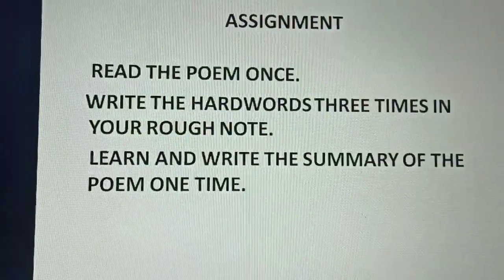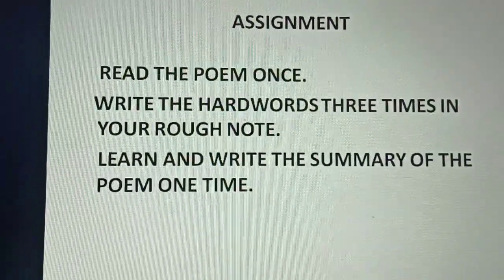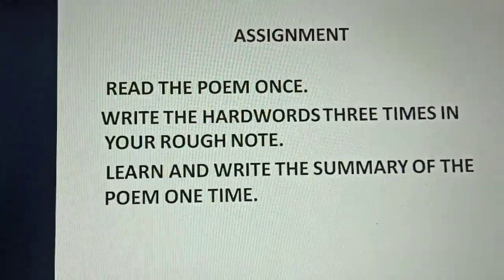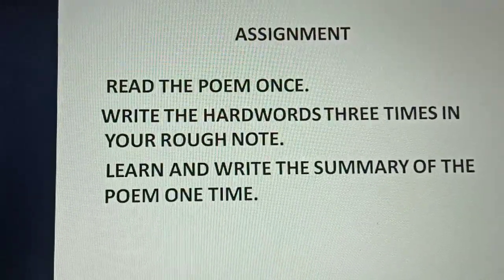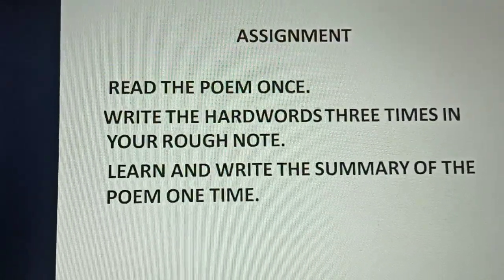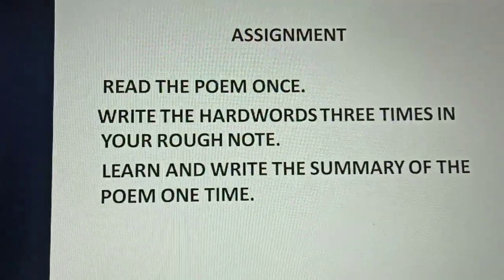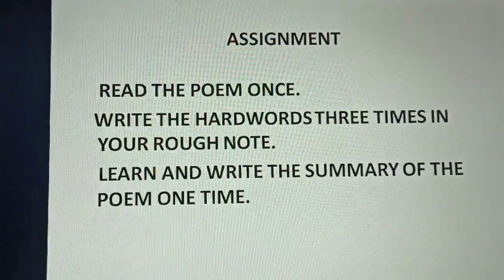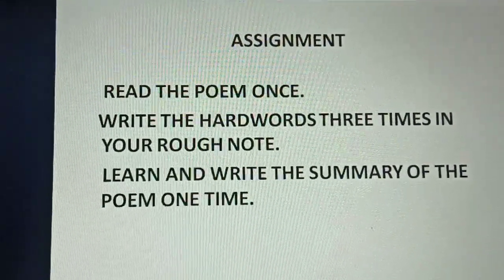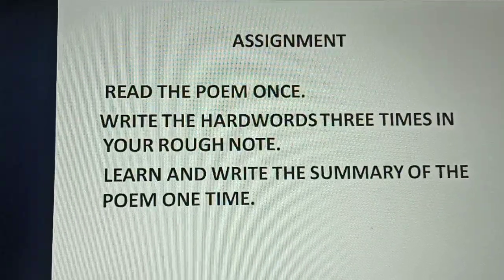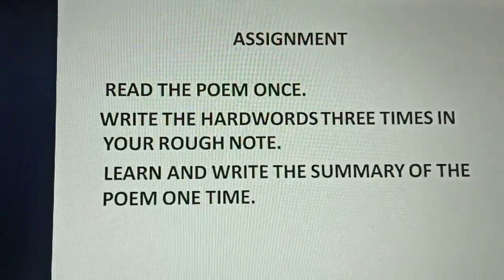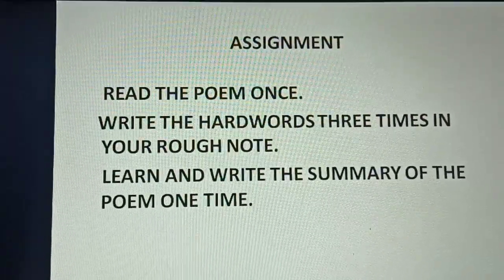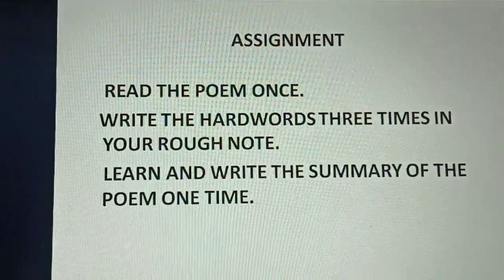Okay, I hope you all understood the poem. So today's assignment is to read the poem once. If you don't have your book, you can refer to the video. We have given the poem in the video also. Write the hard words 3 times in your rough notebook. Learn and write the summary of the poem 1 time. Today you don't need to write classwork, just write it as an assignment. Don't write in your classwork notebook. Okay, this is your assignment.